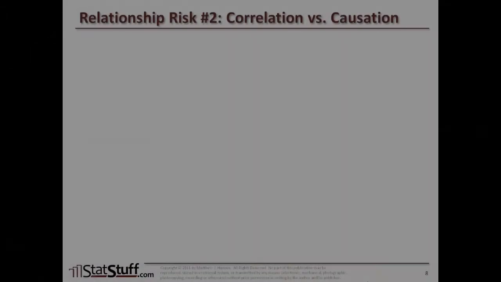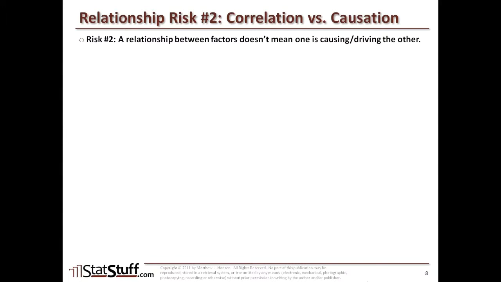All right, now let's look at the other critical risk that deals with interpreting test results as correlation versus causation. Well, again, the other big risk that we need to consider is that just because you could draw a relationship between factors doesn't mean that one factor is actually causing or driving the other. That goes back to the issue of correlation versus causation.